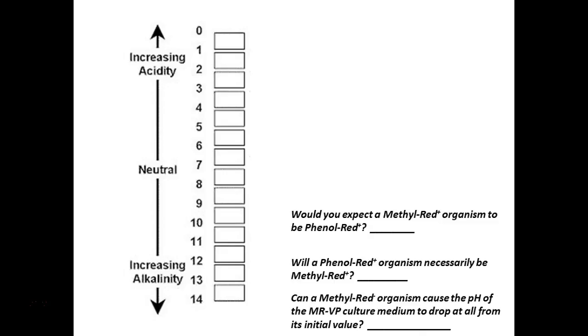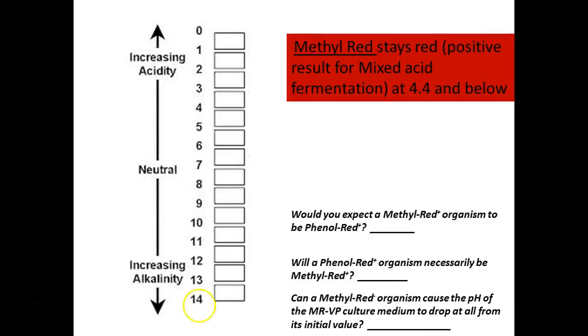So this is the pH scale, right? From 0 to right about 7 is what we call acidic. 7 is neutral, and above 7 is alkaline conditions. So we said that methyl red stays red, which is a positive result for mixed acid fermentation, at 4.4 and below. So I'll color this in from 4.4 below. If your organism measured in this range, it would turn red.